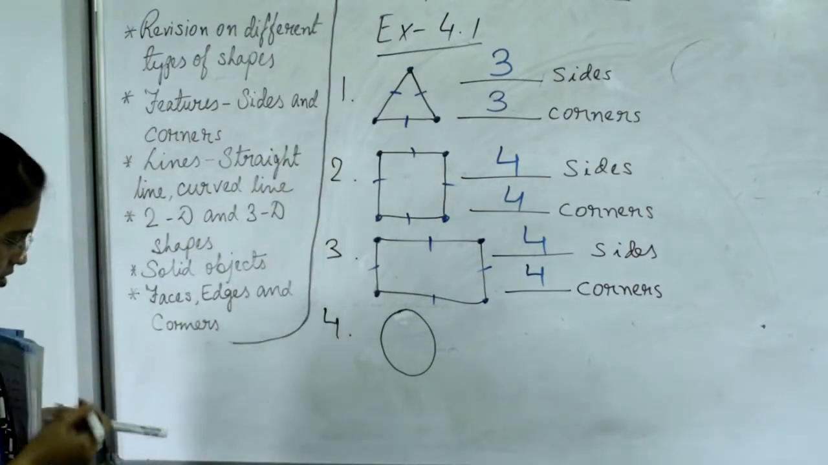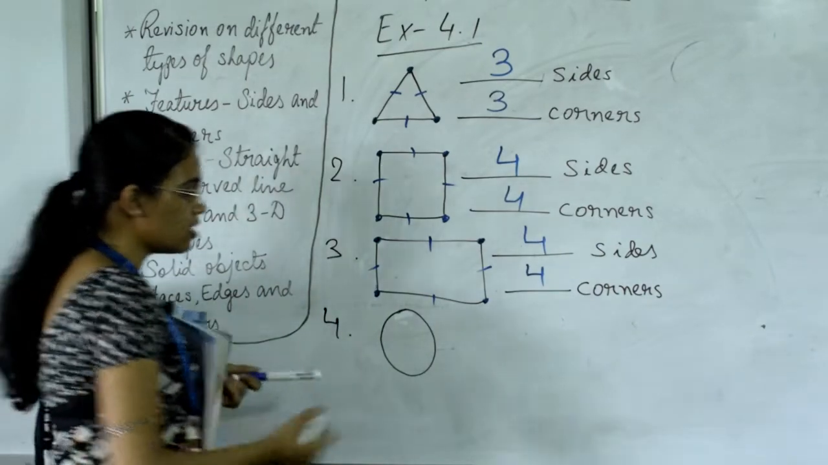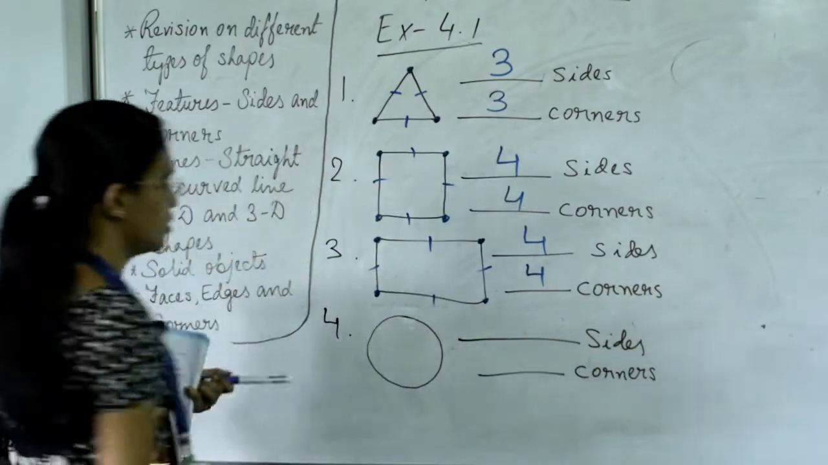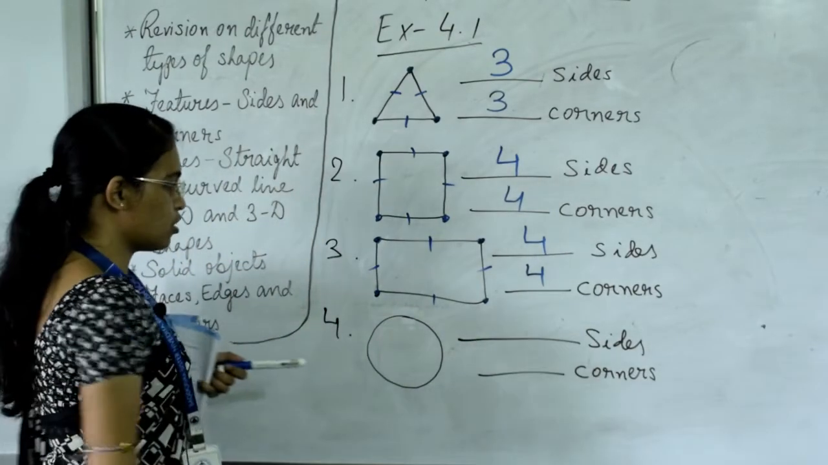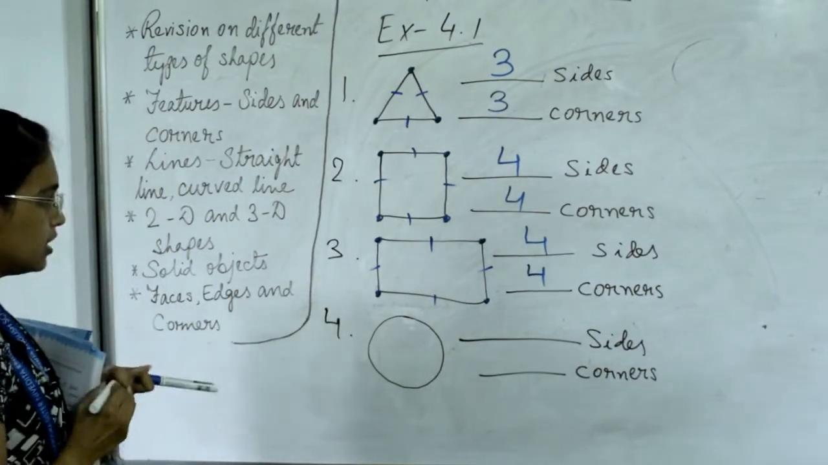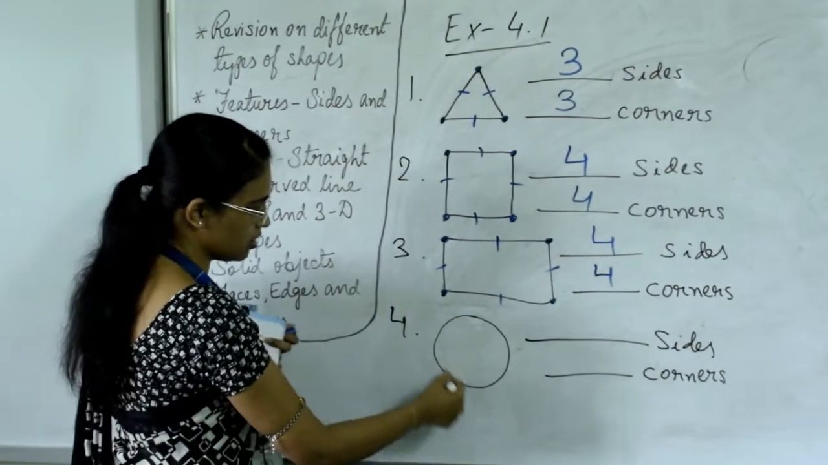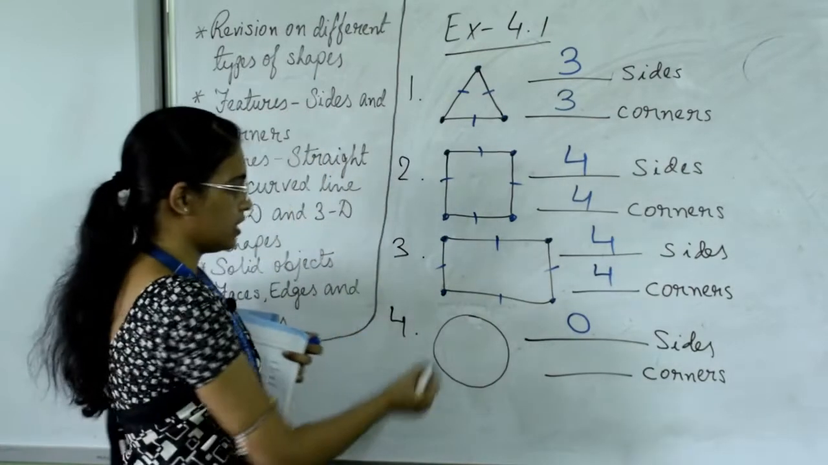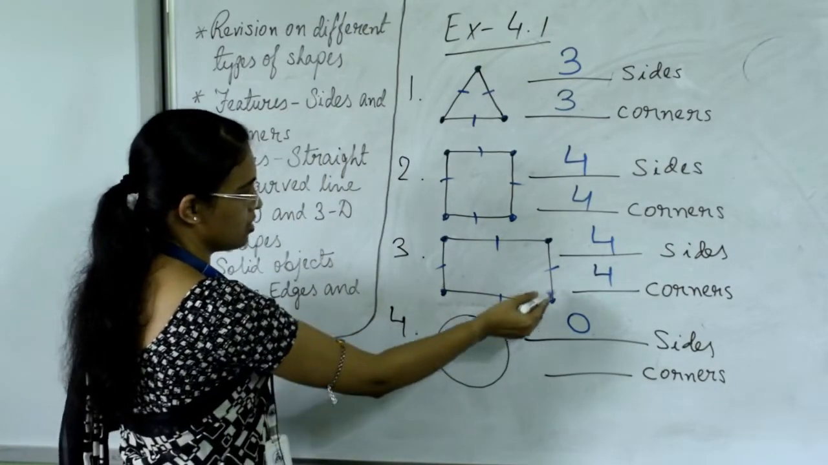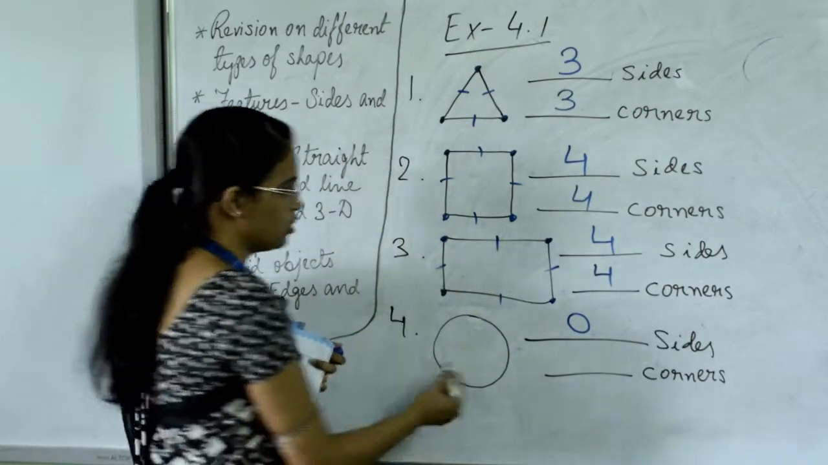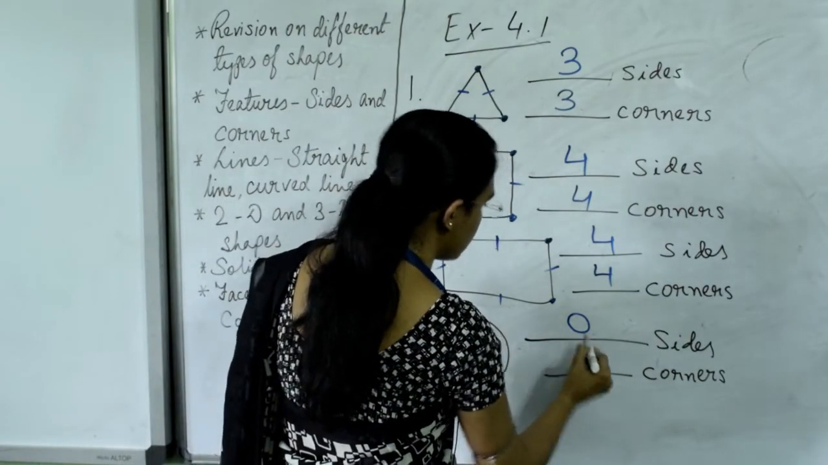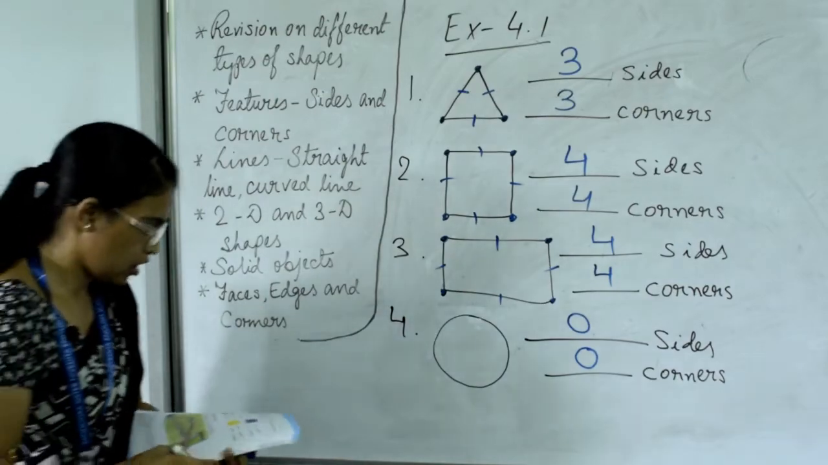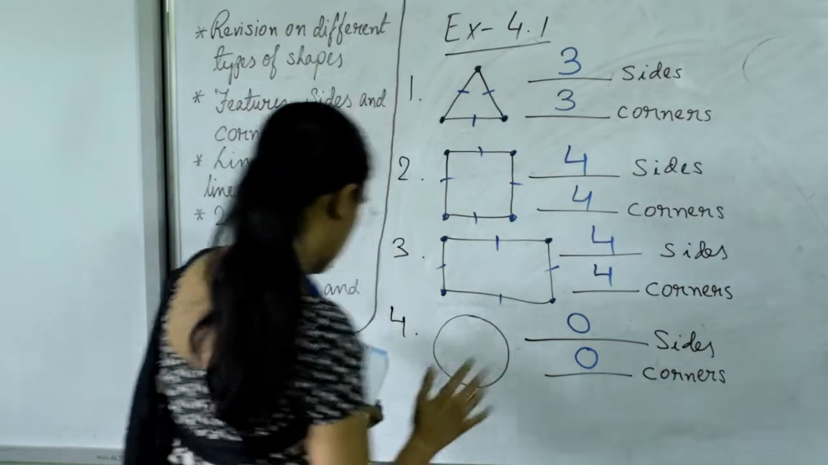Number 4. What is this? This is a circle. So in a circle, how many sides are there? Is there any side? No. That means 0. And is there any corner like this? Is there any corner? No. So we have to write here 0. So a circle has 0 sides and 0 corners, or no sides or no corners.